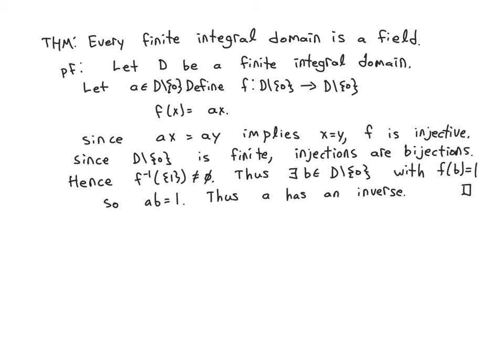We just showed that every field is an integral domain, but there are integral domains that are not fields, namely the integers, because 2 doesn't have a multiplicative inverse in the integers. Its multiplicative inverse is 1/2, which is not an integer. But it turns out if your integral domain is finite, it must be a field.